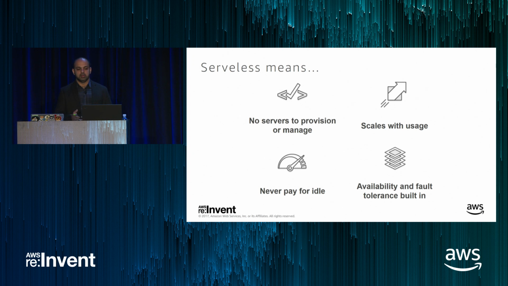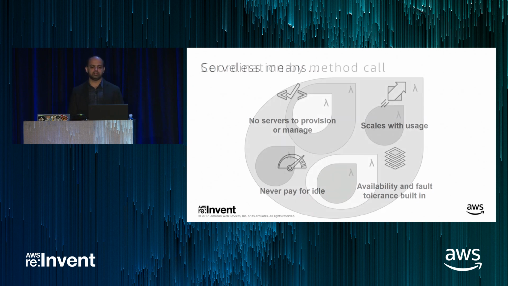And basically, again, you're not provisioning any servers, or managing any servers. You're scaling with the usage. You don't have to worry about, hey, I have an auto scale group that I am managing, and now I'm paying for EC2 instances, etc. You're never paying for idle, basically, and the availability and fault tolerance is built in, because you're looking at a higher level spec there, instead of going deeper down with respect to baseline services.